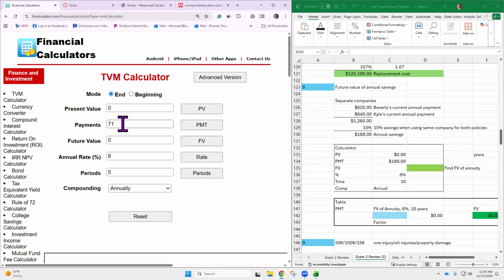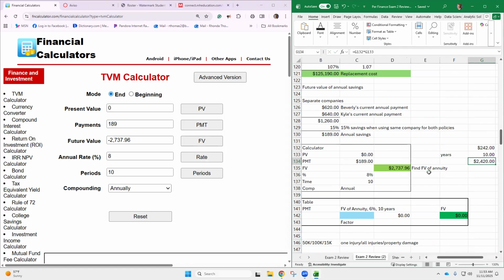We're going to put in the amount we plan to save by bundling those together, which is $189. We're looking for the future value. We found an account that pays 8%, and we're looking 10 years into the future. So it looks like it's $2,737.96.